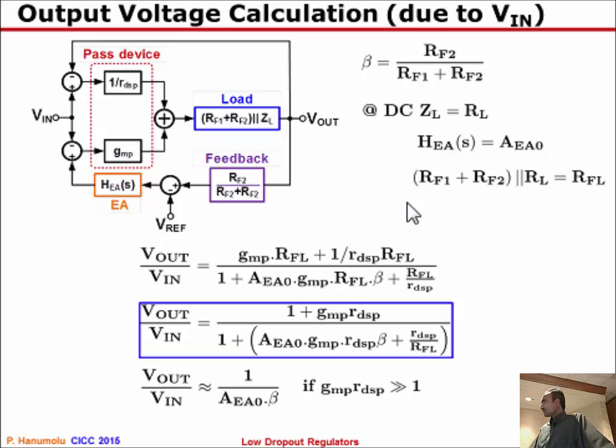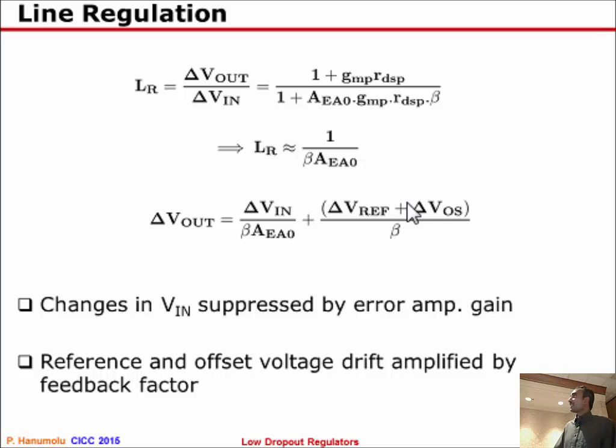Okay. So after some simplification, what you find is V out over V in is 1 over the DC gain times feedback factor. So what this means is line regulation, as you may recall, is how much change you get in the output when you change the input, and it is really equal to this based on the previous transfer function calculation. So really, if you want excellent line regulation, all this is saying is build an amplifier with a very large DC gain, right?